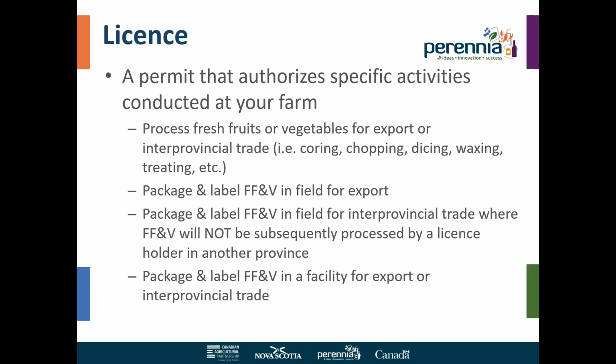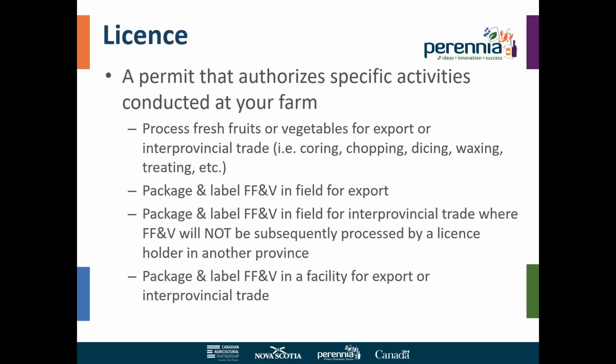So one of the first things when you look at that timeline is going to be a license. So you have to decide whether or not you need a license. And again, this depends on the activity that's happening at your operation or at your farm. So a license is a permit that authorizes specific activities conducted at your farm. You do not need a license if you are growing and harvesting fresh fruit and vegetables for interprovincial trade. You also do not need a license if your only activity is interprovincially trading fruits or vegetables.